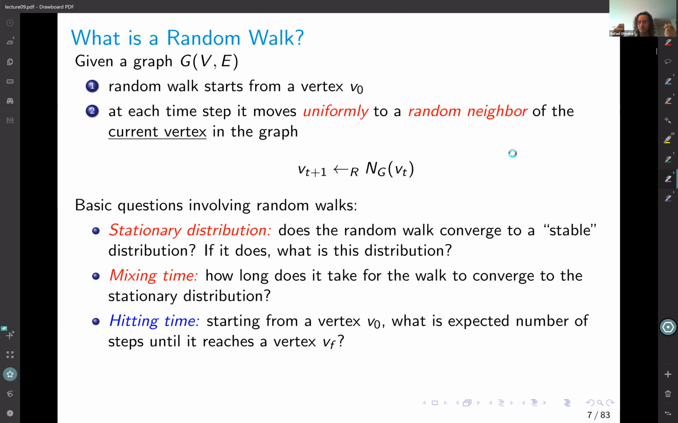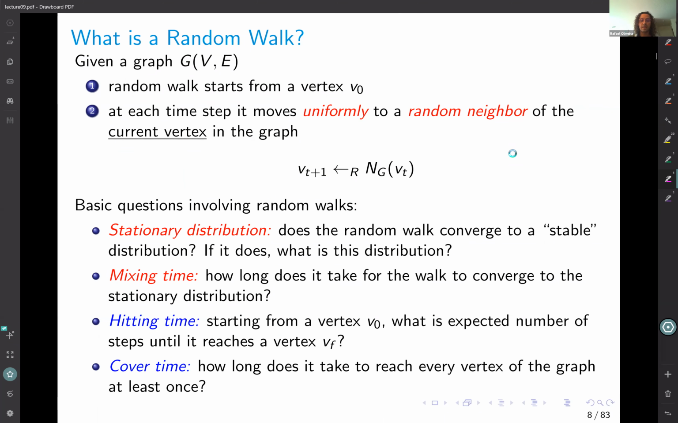So you have two vertices, V naught and VF, and you want to know the expected number of steps that my random walk will take until I reach this vertex. Related to the hitting time, we also have the cover time, which is how long it takes to reach every vertex of the graph at least once. So these are 4 questions that we're going to study, and you'll see why they're very natural. Some of them we have actually seen in similar forms in previous classes.